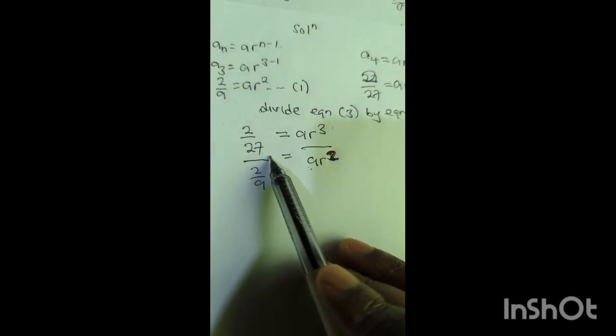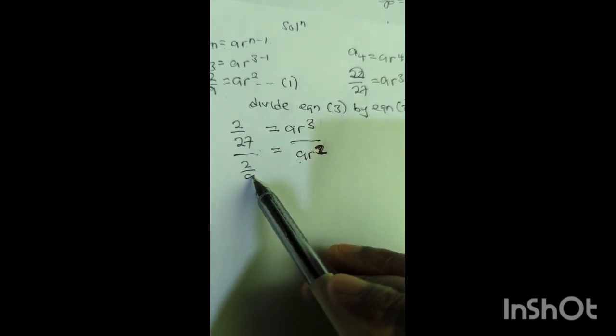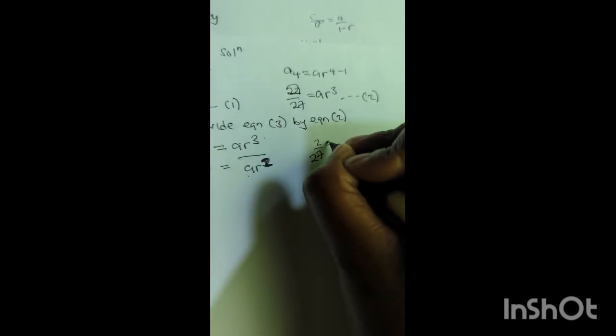Then the rules of division for fractions: this line represents division. When there's division, you change it to multiplication and swap the fraction on the right hand side. So this is the same as 2 over 27 divided by 2 over 9. You change this to multiplication and swap, so it becomes 2 over 27 multiplied by 9 over 2. The 2 and 2 cancel, and 9 over 27 becomes 1 over 3.